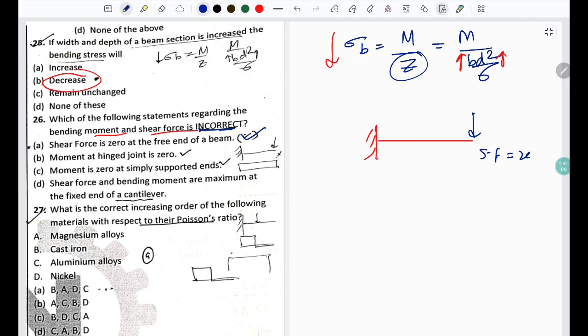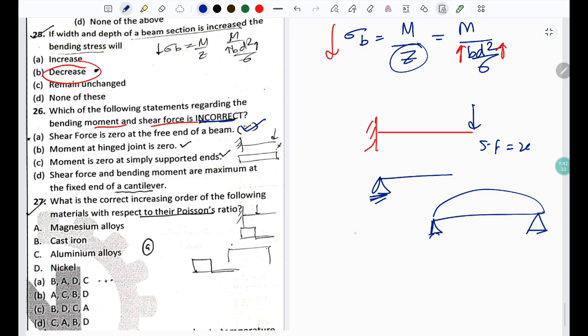Now let's see other points. Moment at a hinged joint is 0. Of course, at any hinged joint, because it allows the rotation. So moment is 0 at any hinged or pin joint. Then there is moment is 0 at simply supported ends. Yes, any bending moment variation, point load or UDL, will tell you that it is 0 at the simply supported ends. Then shear force and bending moment are maximum at the fixed end. Yes, shear force and bending moment in a traditional setting are always maximum at the fixed end. So A is the correct answer.